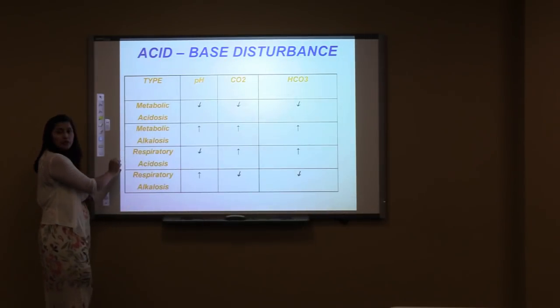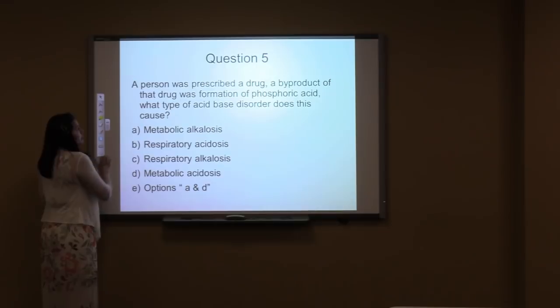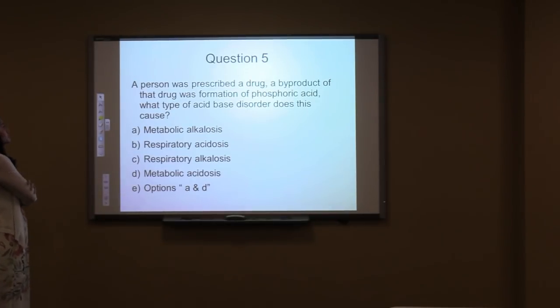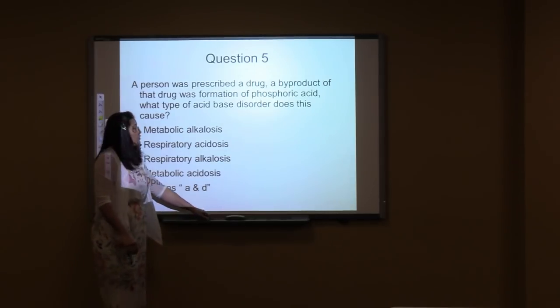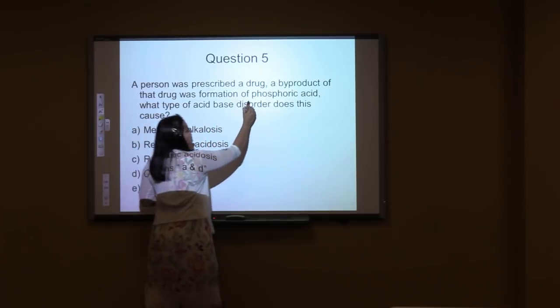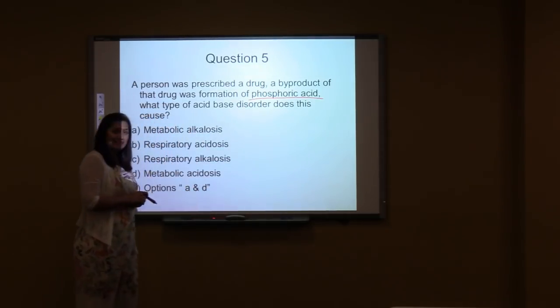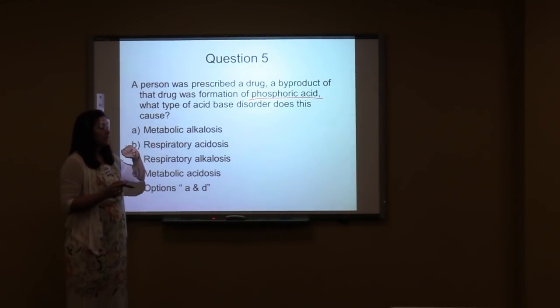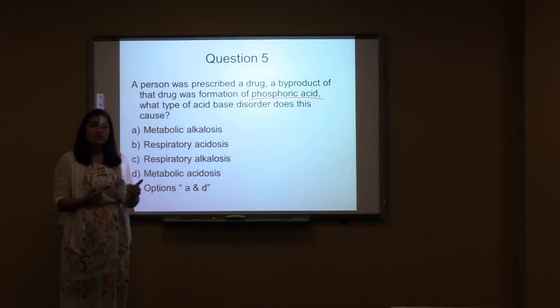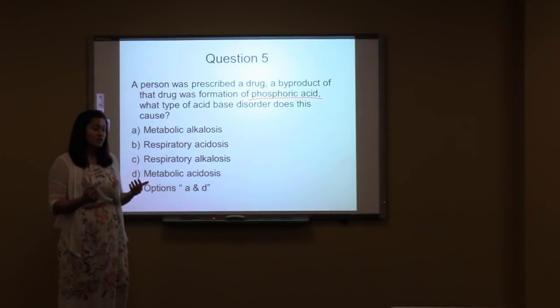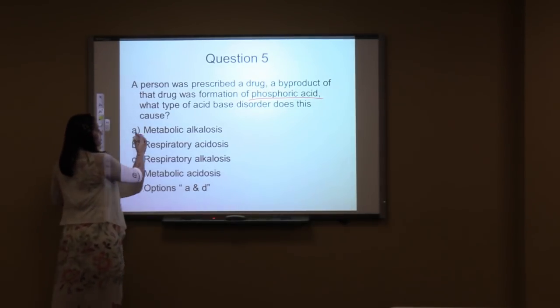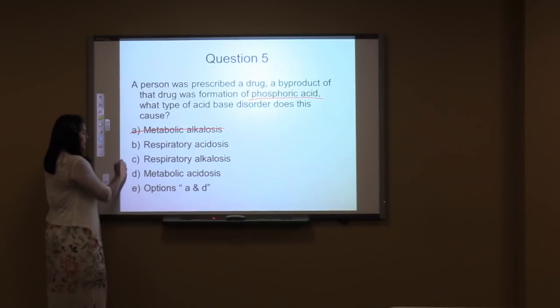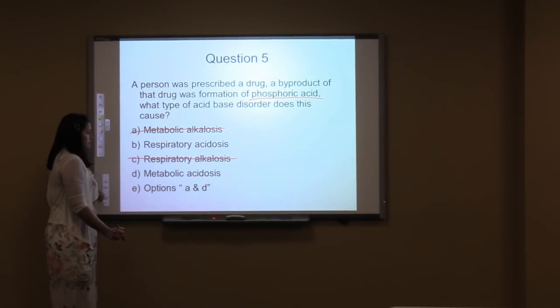These were just answers so you can see if you were right. Question 5. Okay, so it tells you the person has formation of phosphoric acid. So now that person has too much acid, phosphoric acid. You know that once you have too much acid, you are in acidosis. So you can get rid of this one. You can get rid of this one, okay?